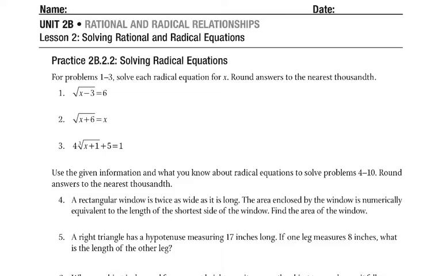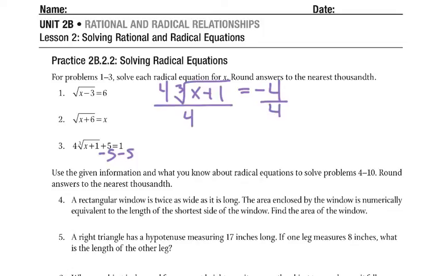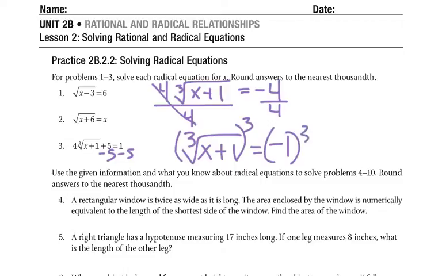Okay, now the last one we have to do some work. So first we'd subtract by 5 to get 4 cube roots of x plus 1 equals 1 minus 5 is negative 4. Then we divide by 4. And we get the cube root of x plus 1 equals negative 1. Then we cube everything instead of squaring it. That undoes the cube root. We get x plus 1 equals negative 1. Subtract 1, and we get x equals negative 2.